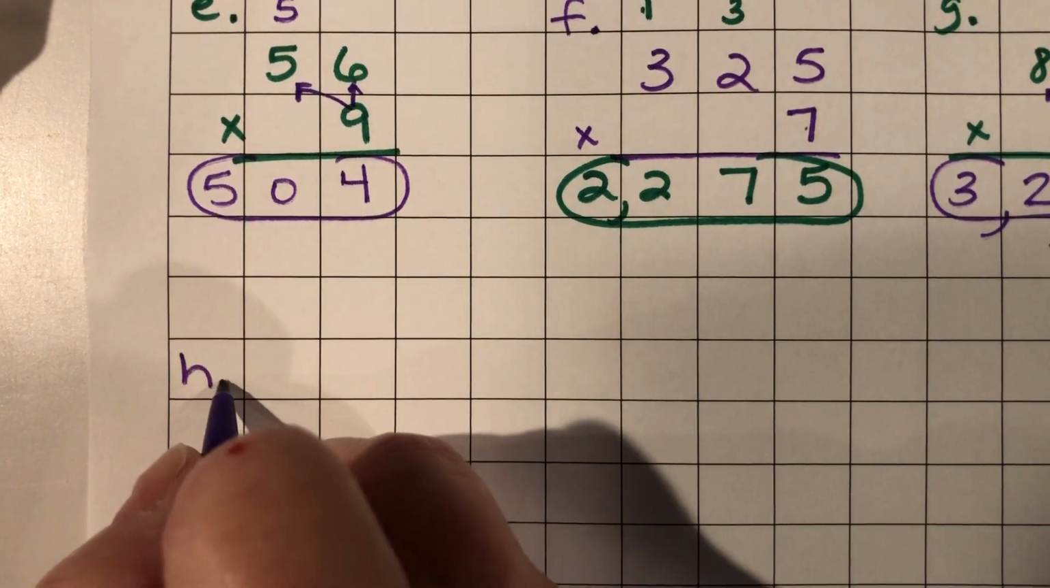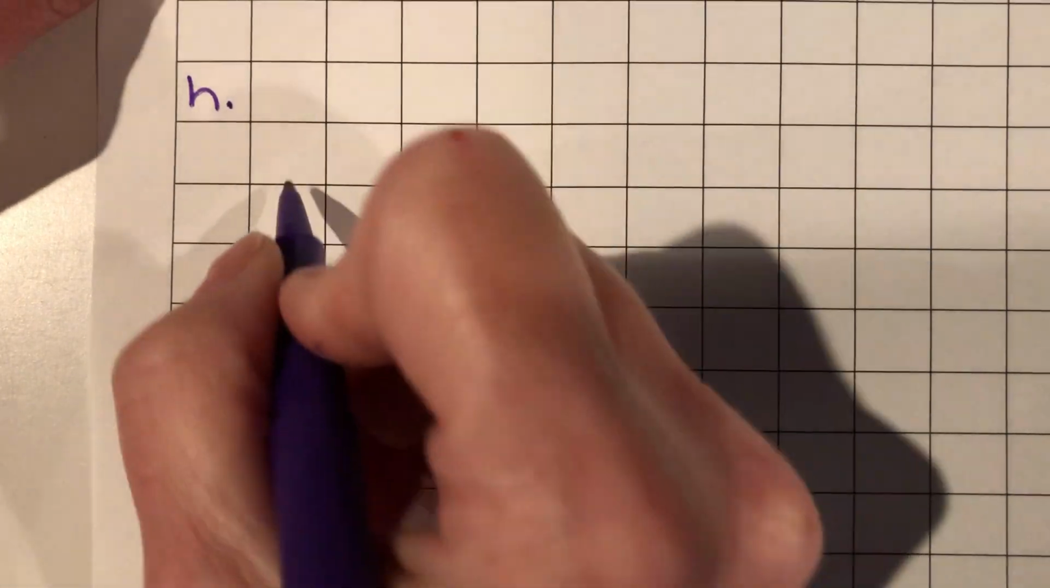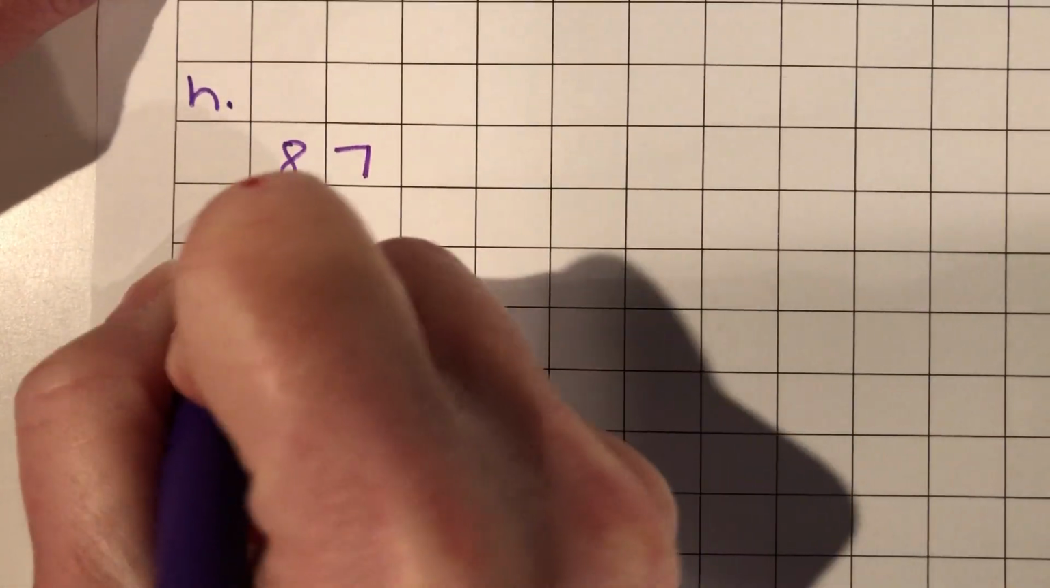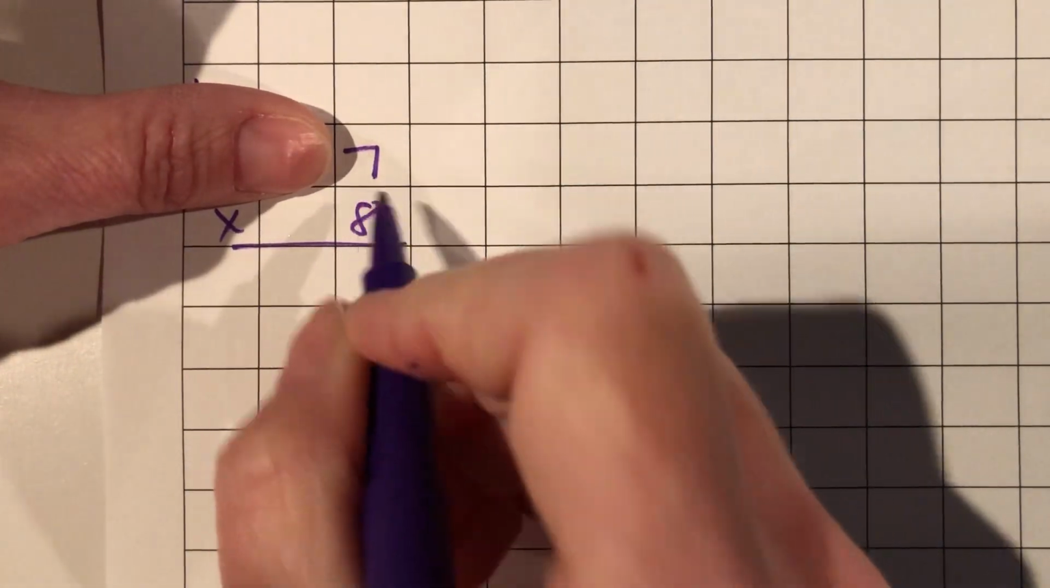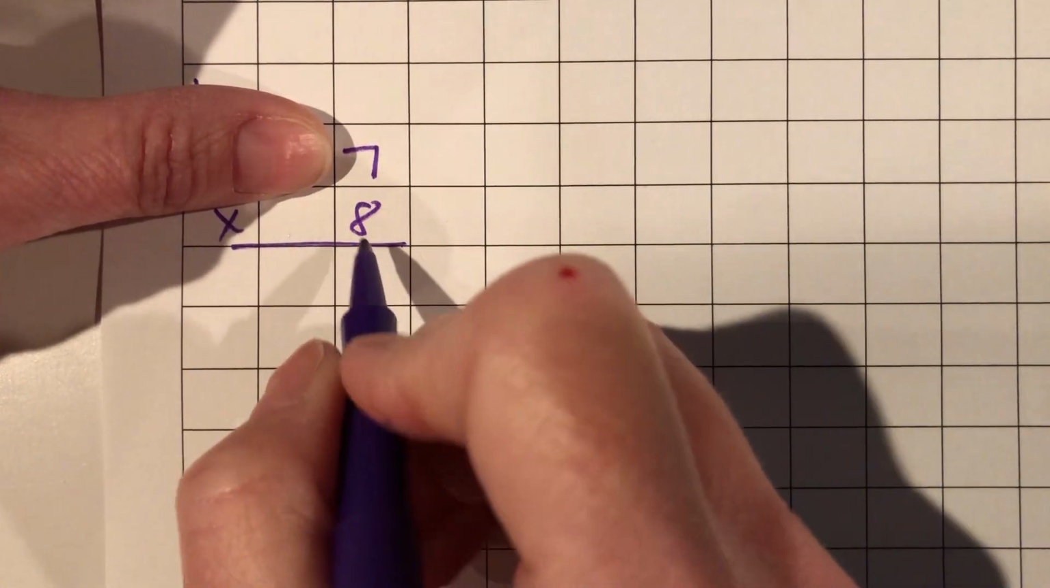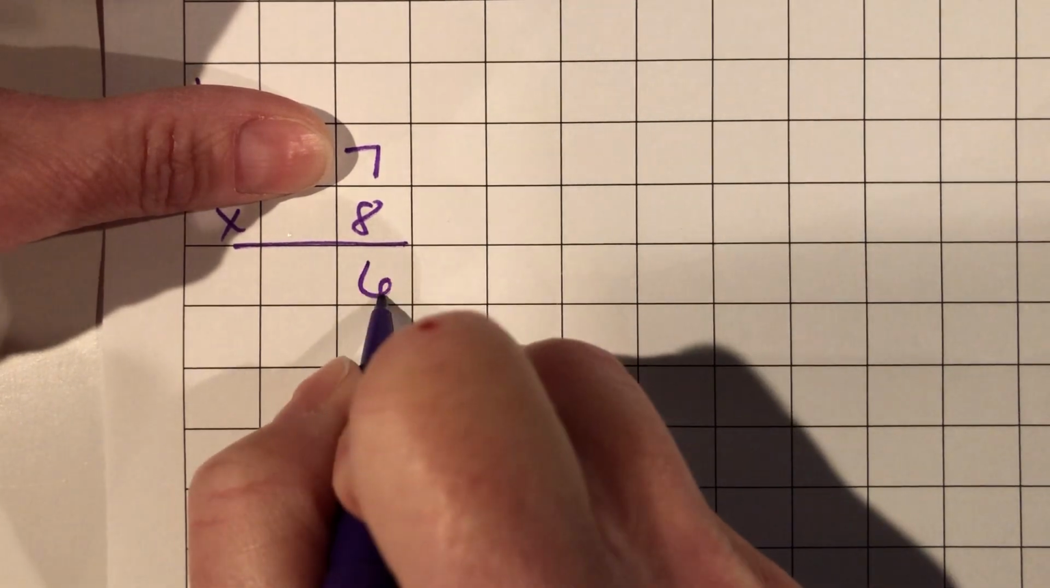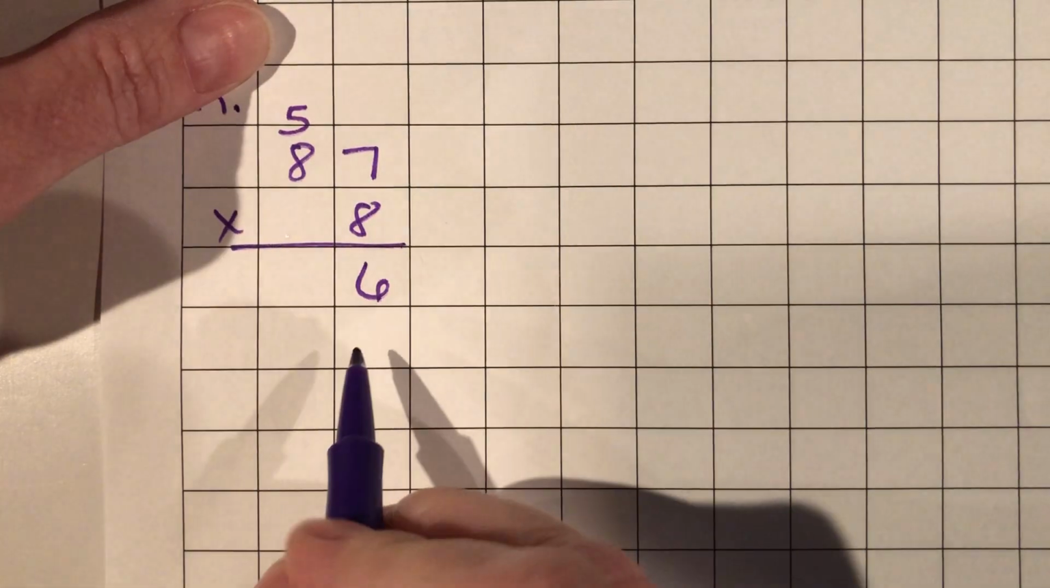So go ahead and write down a letter H. If you wanted to pause me at this point and try to do 87 times 8 on your own, you're more than welcome to. If you're not ready for that yet, fine. Solve it with me. I have 87 times 8. I'm going to do 7 times 8 first. So I multiply the 1s place. 8 times 7 is 56. So I'm going to write the 6 in the 56 and carry my 5 over.